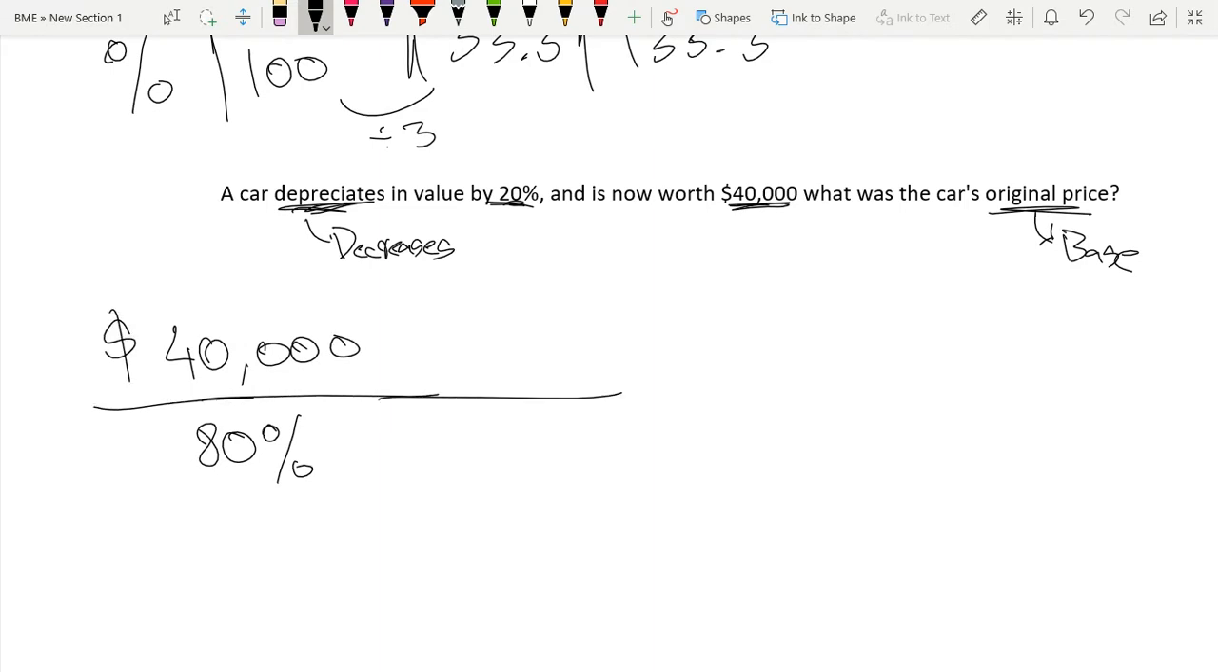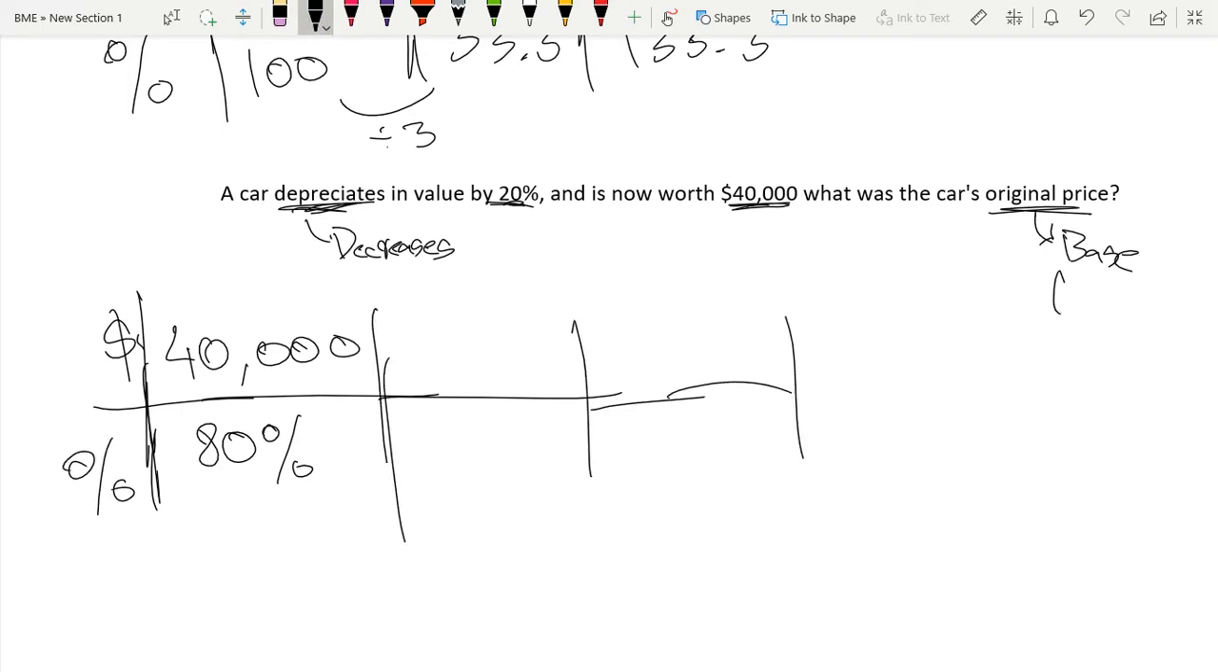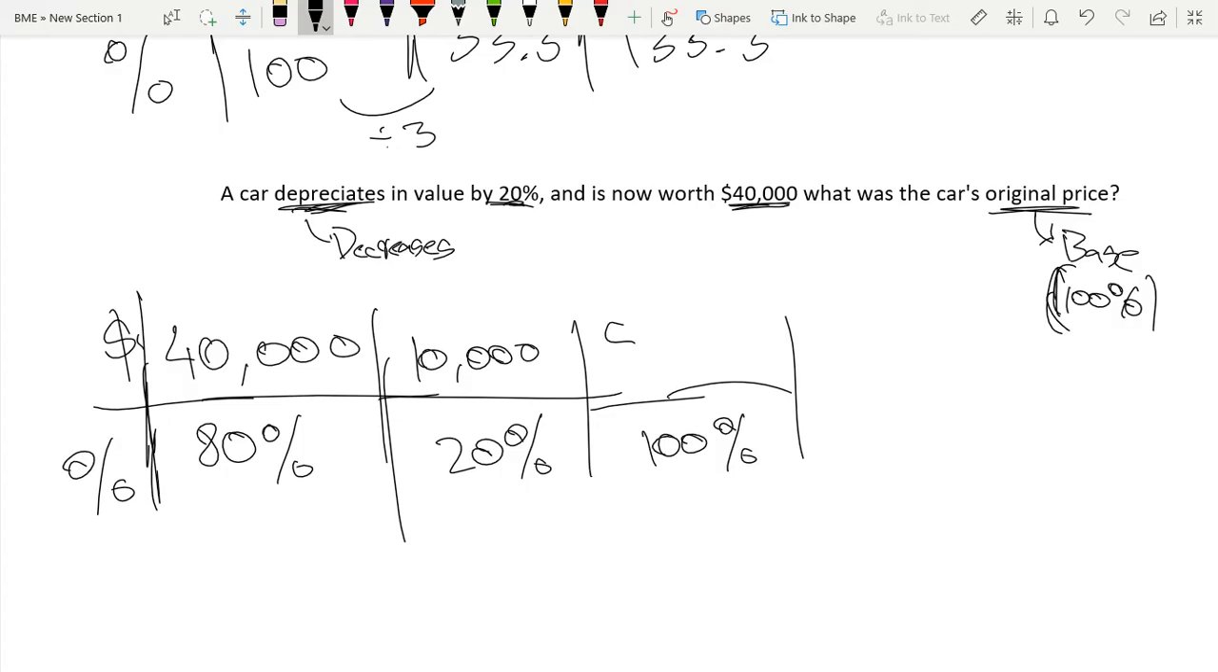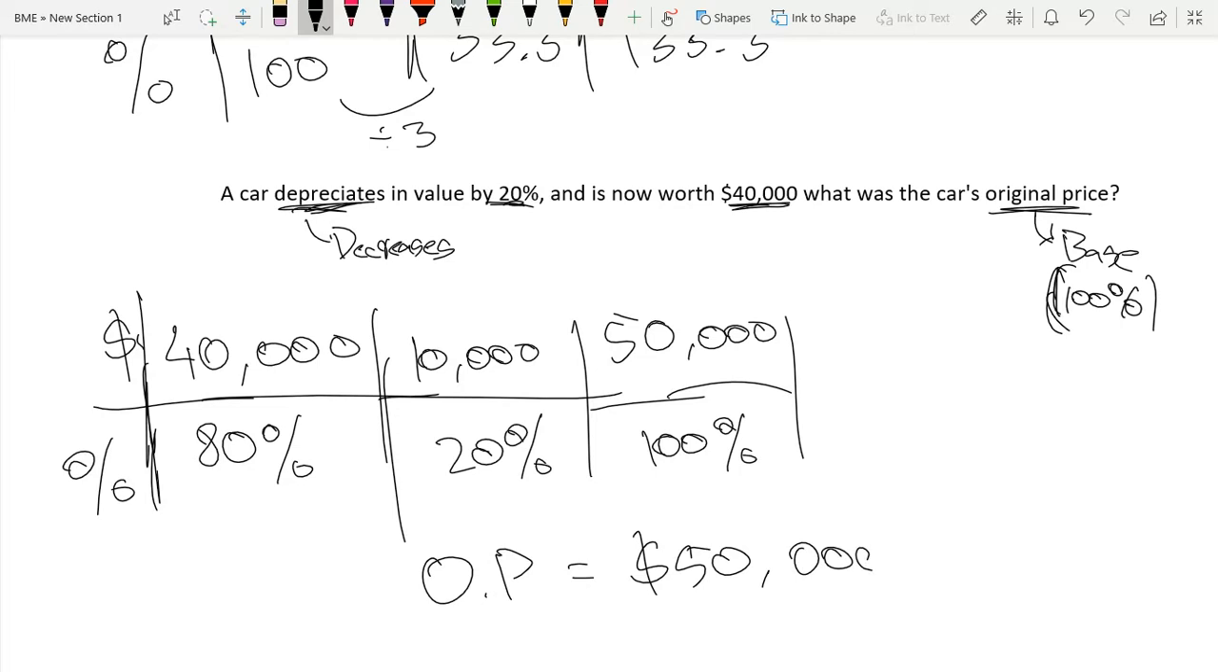So this would be a number to percent table again. We're going to do the same style. Now, what is its original price? Our base value, once again, is always 100%. Again, if you're not familiar with terms like base and rate, all of these percent terms, I have a video where I cover them. So anyways, we divide by 4, 20% would be 10,000. And then times by 5, 100% is $50,000. So the car's original price, OP, equals $50,000.